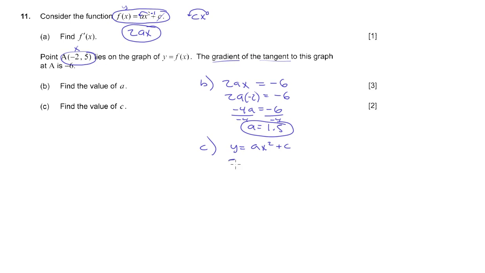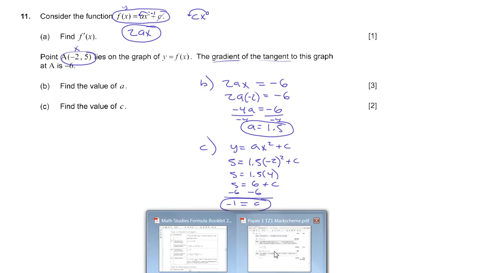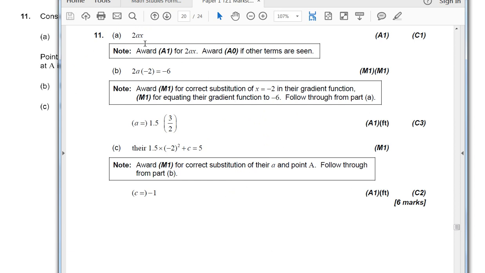So we've got 5 for y. We just figured out that a is 1.5. x is -2 squared plus c. So now we only have one variable, so we just need to solve for that c. So we got 5 equals 1.5 times -2 times -2 is +4. So 5 equals 1.5 times 4 is 6 plus c. Subtract 6 from both sides, and we get that c equals -1. Okay, let's check that against our mark scheme and see what we've got.